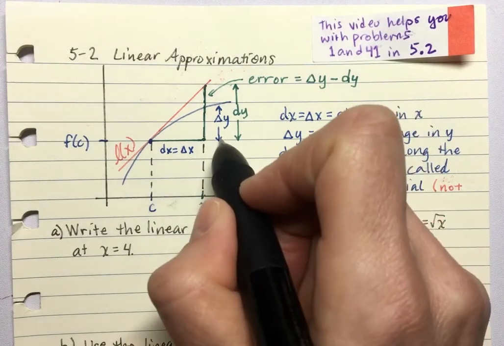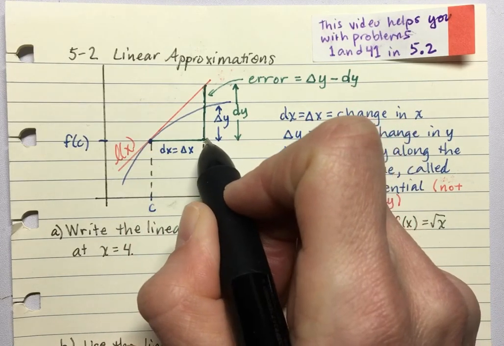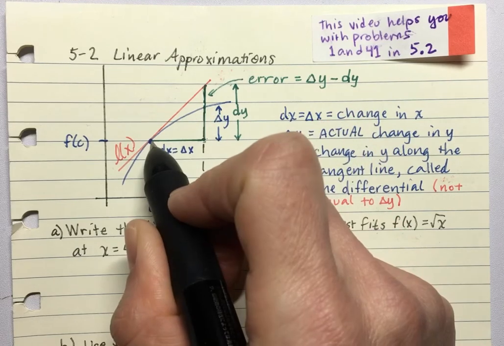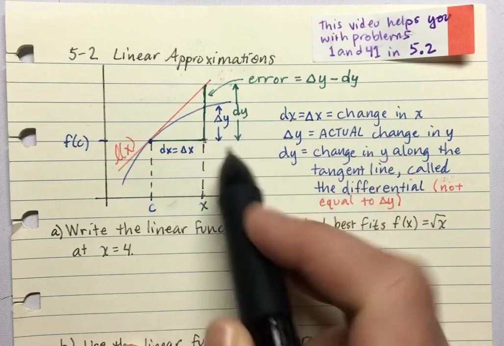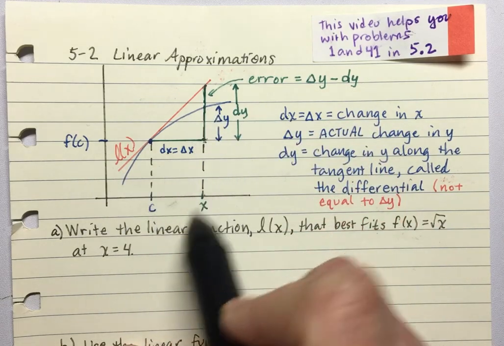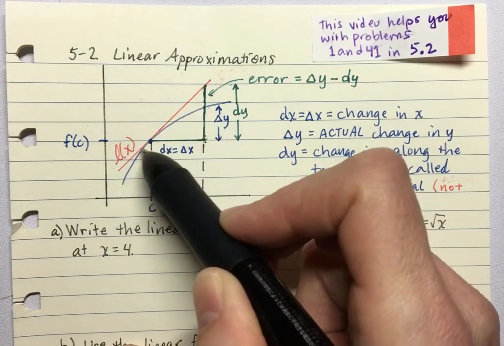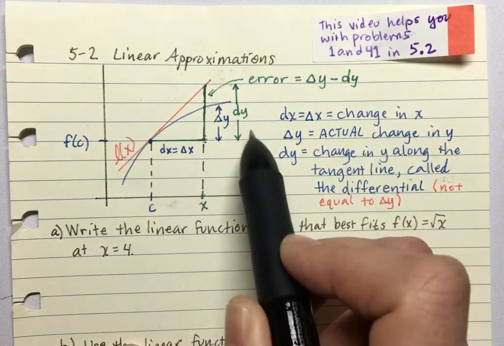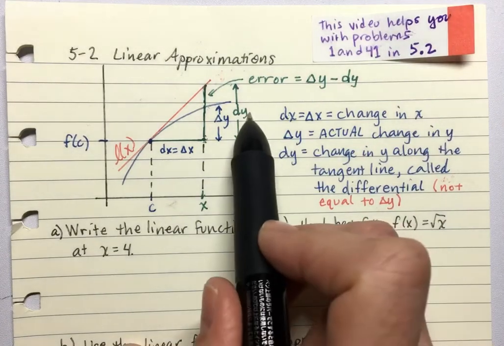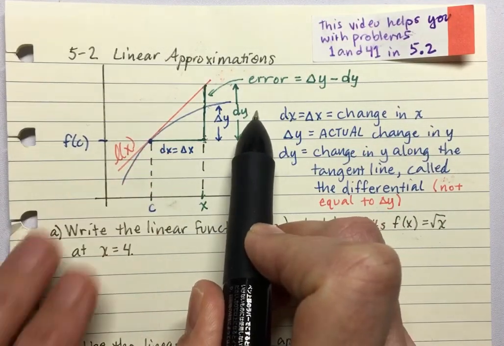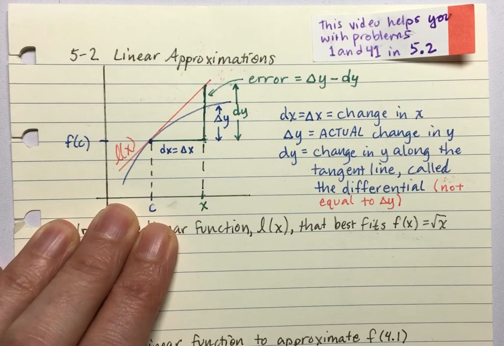After that change in x happens, how much my y actually changes, that distance from f of c to f of c plus the dx or delta x, is the actual change in y here. Versus if I travel along the tangent line, I have this other change in y, that's called dy. The reason it's called dy connects to our dy, dx, our derivatives and our differentials. There's another video for writing equations of differentials. Just a reminder there.